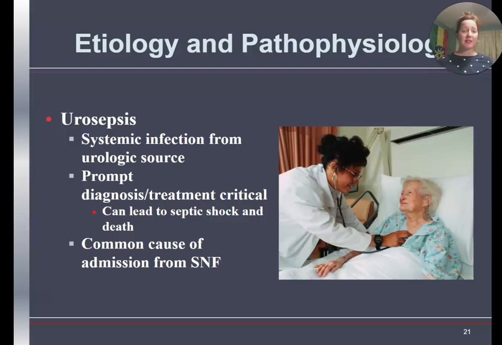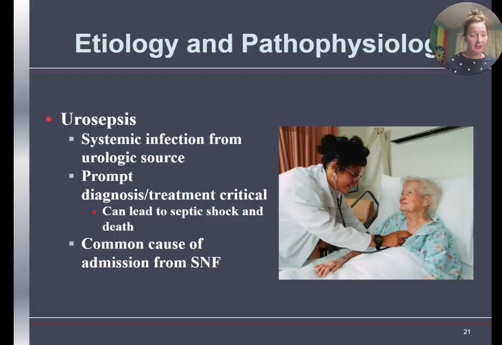So urosepsis is a systemic infection from a urological source. Or they may write sepsis secondary to, with a 2 and then a little circle, secondary to a UTI, is another way you might see it in notes. You can have multiple UTIs. You could even have BPH complications, so benign prostatic hyperplasia complications. Maybe you even have a chronic Foley, where you always have to have a Foley. So there are a lot of different ways to get a uroseptic infection.